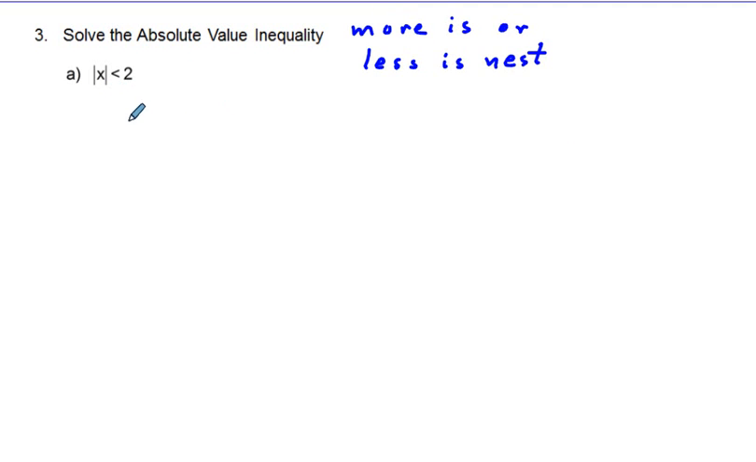So let's check this out with this first one. To break this up, we're going to take this, x is less than 2, so we can rewrite this as x is less than 2, but also x is greater than negative 2. So there we have x nested in between negative 2 and 2. And so in interval notation, we would write that as parentheses negative 2, comma 2. And that's going to be it. That's all there is to it.